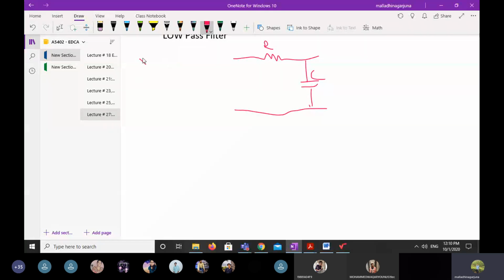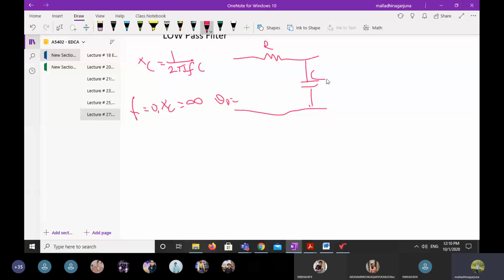Now again, Xc is equal to 1 by 2 pi Fc, the reactance. At F equal to 0, what happened to Xc? At F equal to 0, Xc becomes infinity. So the capacitor is an open circuit, and we are taking output across the capacitor. Output is equal to what?